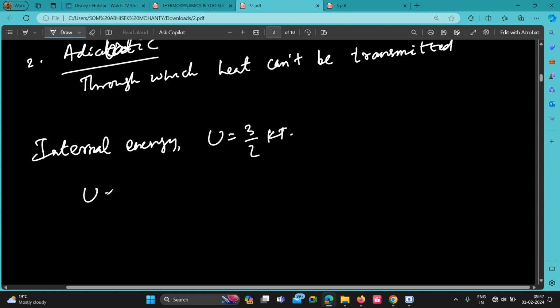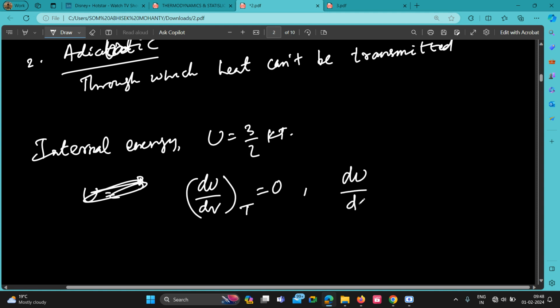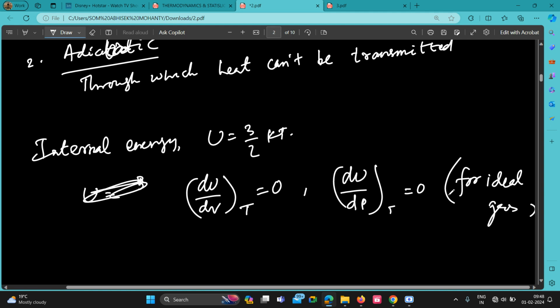So U is equal to 3/2 kT. So for example, dU by dV at constant temperature will be 0. dU by dP at constant temperature will be 0. This is for an ideal gas.